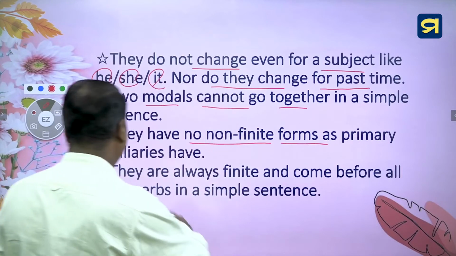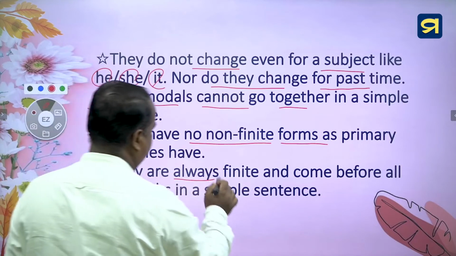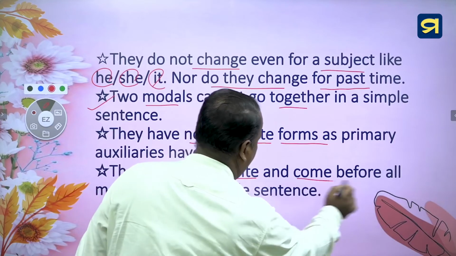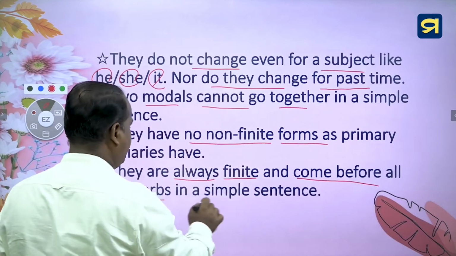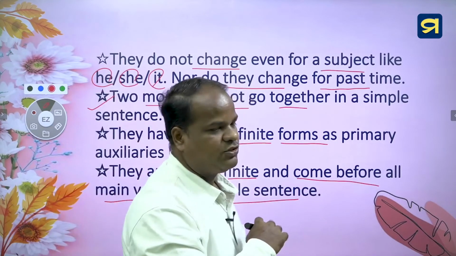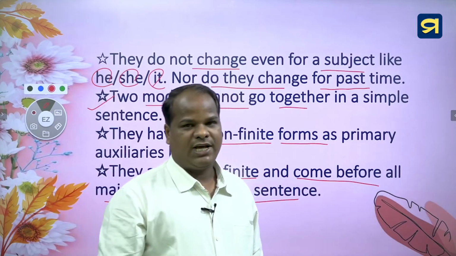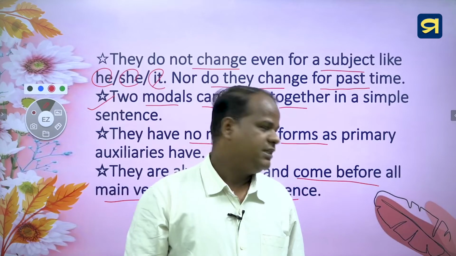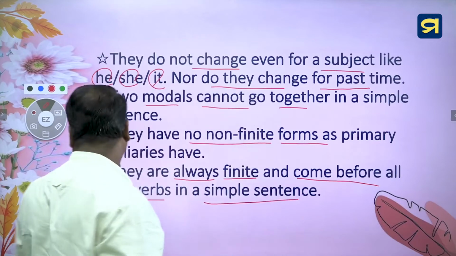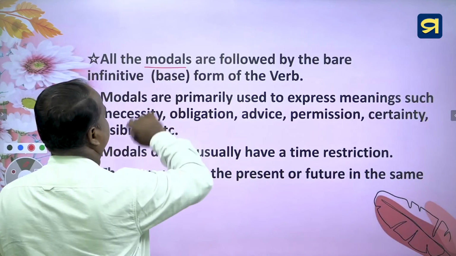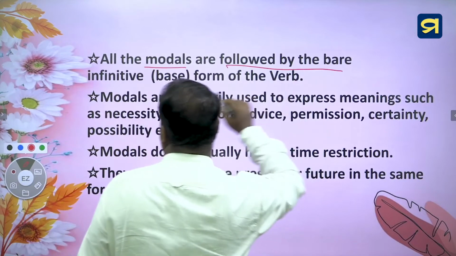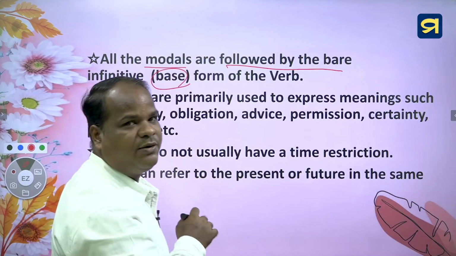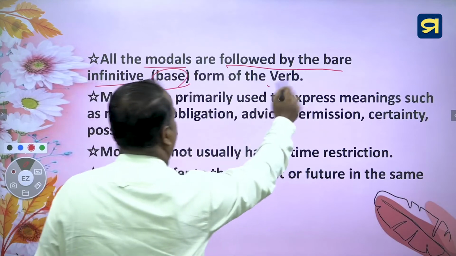Okay children, modals are always finite verbs and come before all main verbs in a simple sentence. So children, we can use modals only for main finite verbs in a sentence. They cannot be used as non-finite verbs. All the modals are followed by the bare infinitive form or base form of the verb.